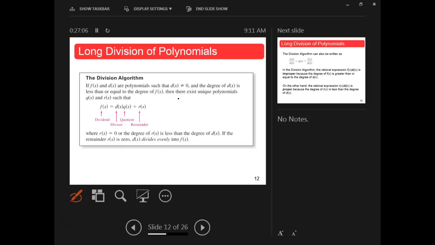But if d of x has a degree less than or equal to f of x, then there exist unique polynomials, q of x standing for quotient and r of x standing for remainder, such that f of x, the original dividend, is equal to the divisor times the quotient plus the remainder. Just like we did with numbers, you do it with polynomials. Now, if r of x, the remainder, is 0, then we know that these are factors of f.